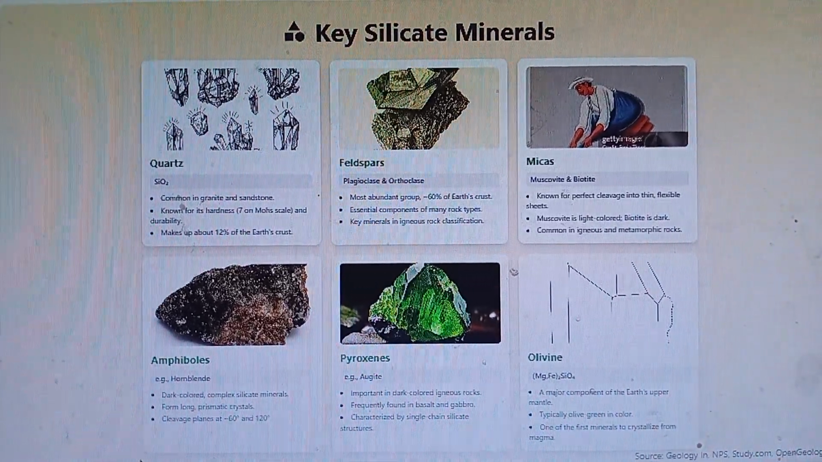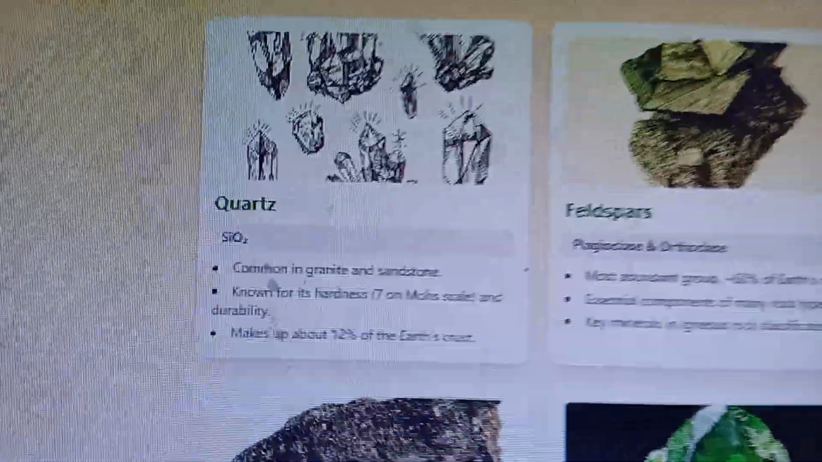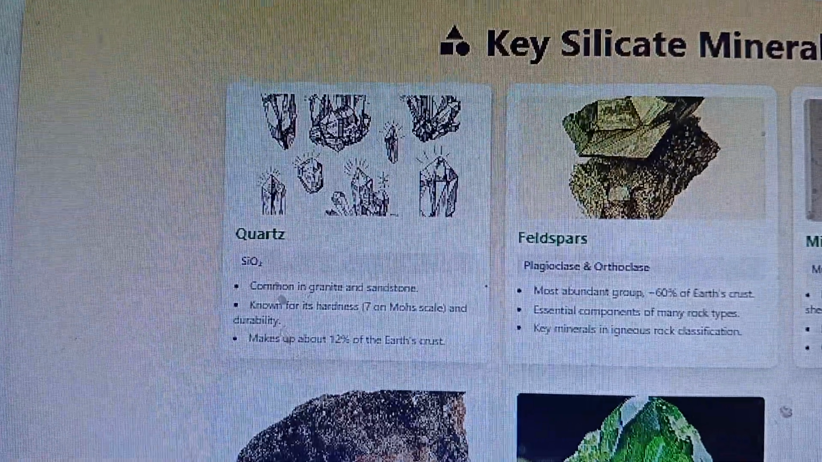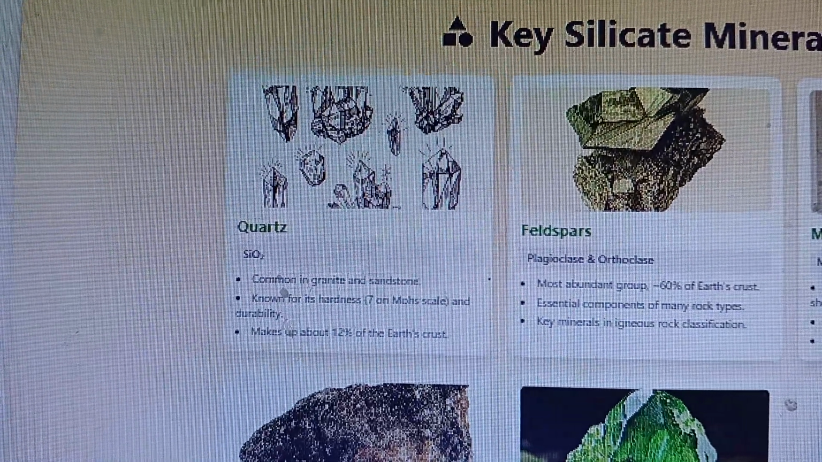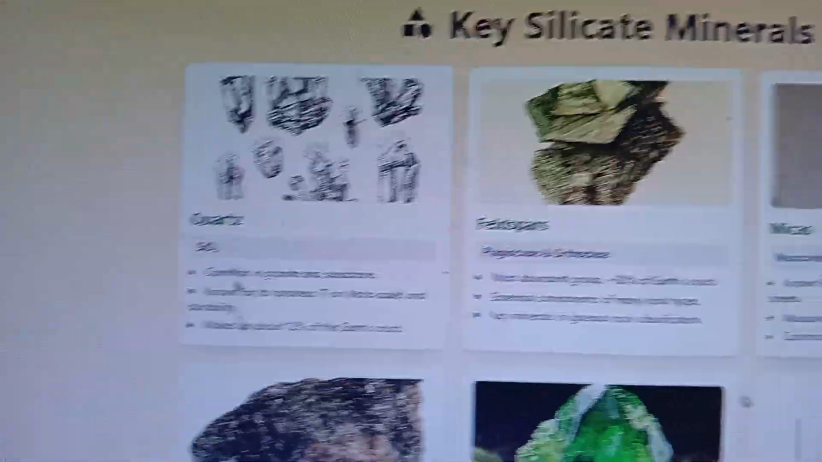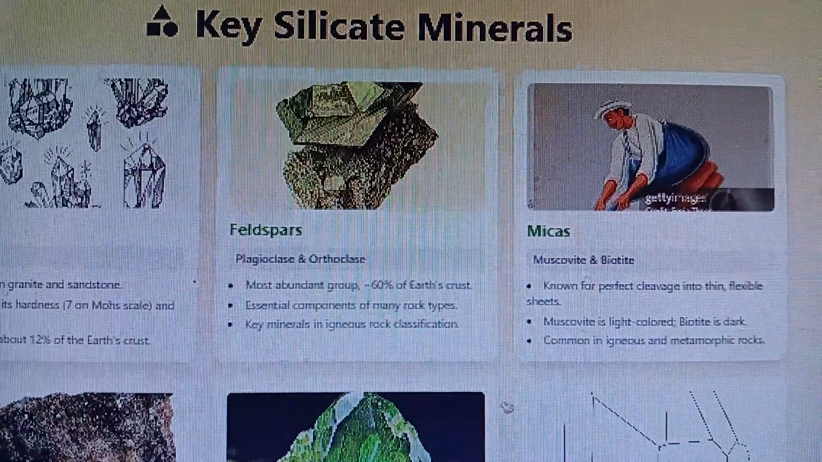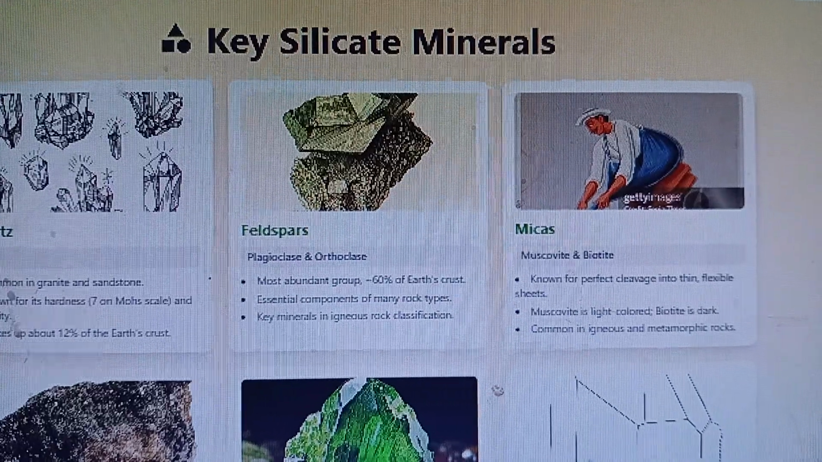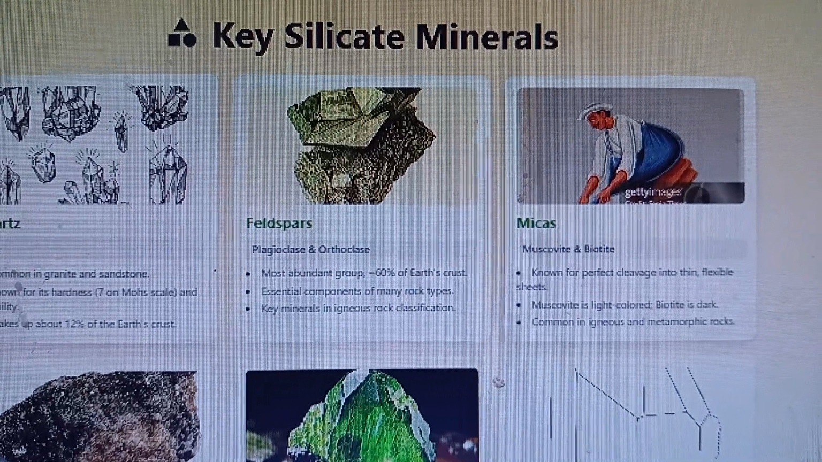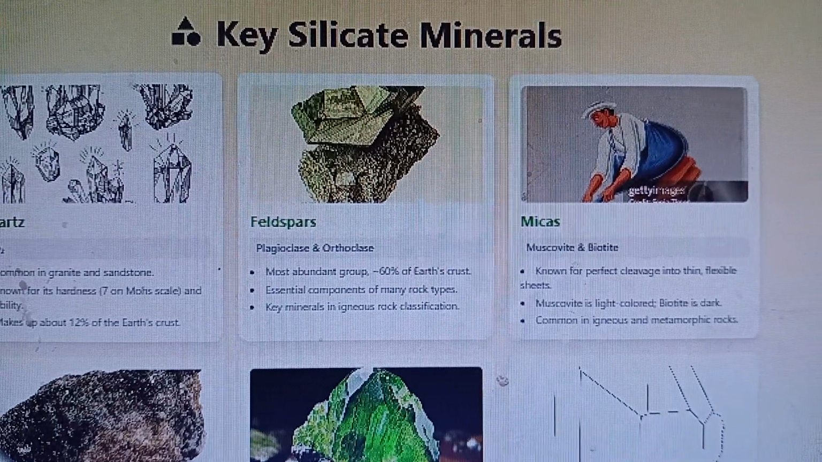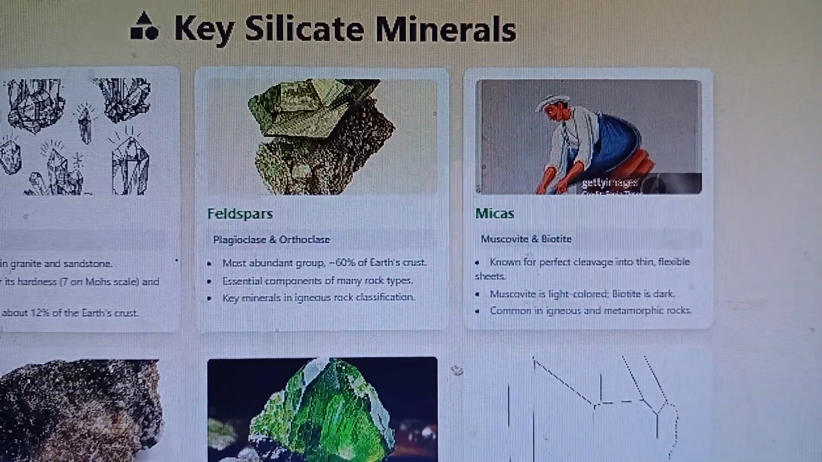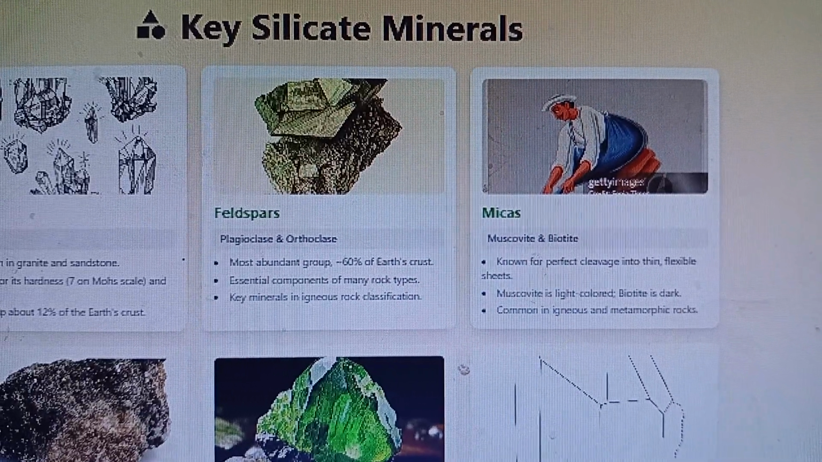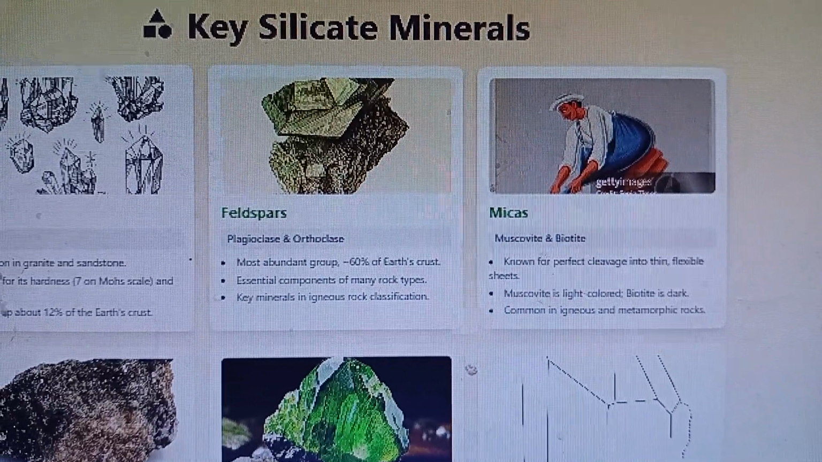Quartz, composed of silicon dioxide, ranks as one of the hardest minerals at 7 on the Mohs scale and comprises 12% of the crust. Feldspars represent the most abundant group at 60%, including plagioclase and orthoclase varieties, essential for rock classification. Mica is split into thin, flexible sheets, with light muscovite and dark biotite being most common.